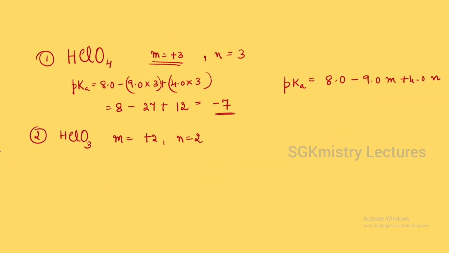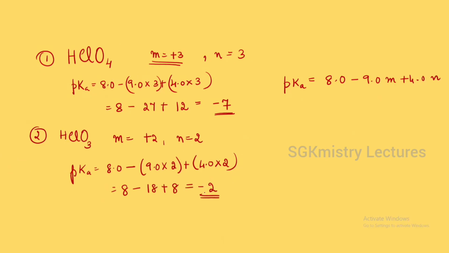Now let us substitute it in the formula to find out the pK values. So pK is equal to 8.0 minus 9.0 into M, right? M is 2 here. Again, 4.0 into 2, which is N. So here we have 8 minus 9 into 2 is 18 plus 4 into 2 is 8. Right. So when we do the calculations, we can see that it is -2. So this is with respect to the HClO3.